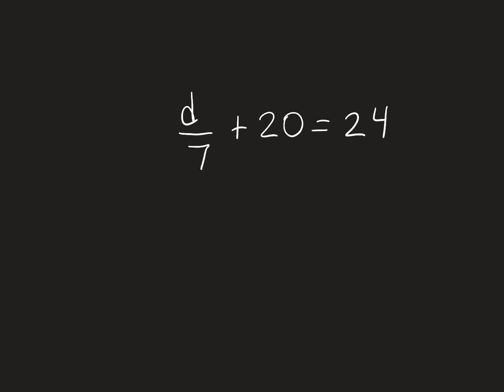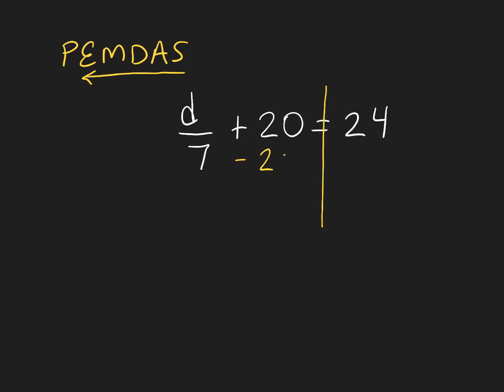So our general process every time will be to put a line down the middle and to consider our order of operations backwards. So normally we start with parentheses and go forwards. We're going to start with our adding and subtracting and go backwards. So when we see a plus 20, the first thing we want to do is say, let's subtract 20 on both sides so that this positive 20 and negative 20 will cancel each other out.